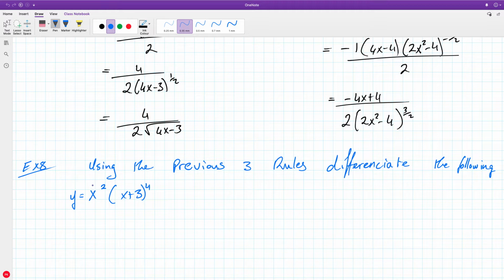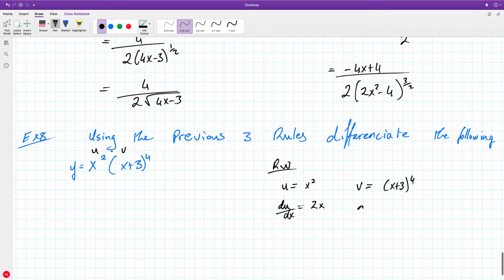Right, let's have a little look at it. So, as I said, u by v. u is equal to x squared, du/dx is equal to 2x. v is equal to x plus 3 to the power of 4. dv/dx is 4 times x plus 3 cubed, by differentiate that, which is 1, so you just get the same thing.